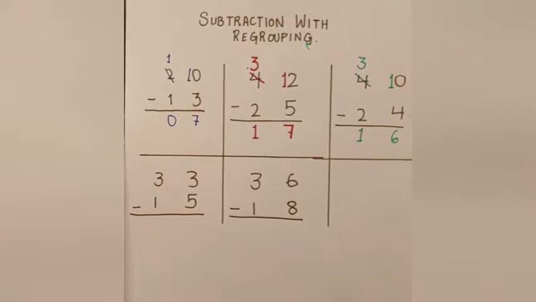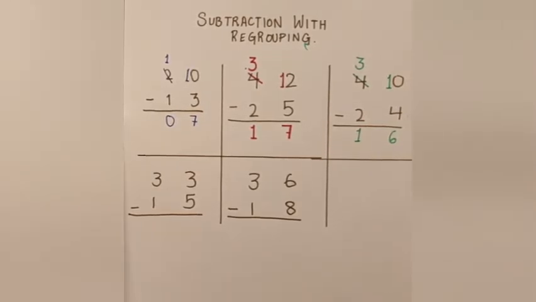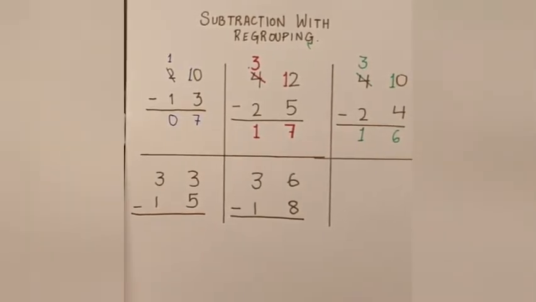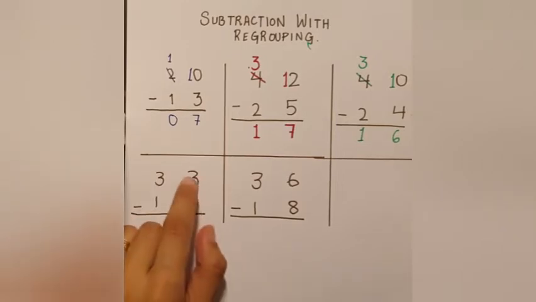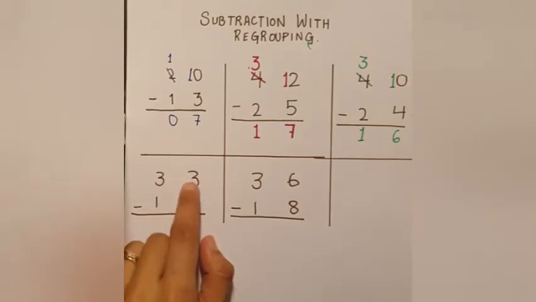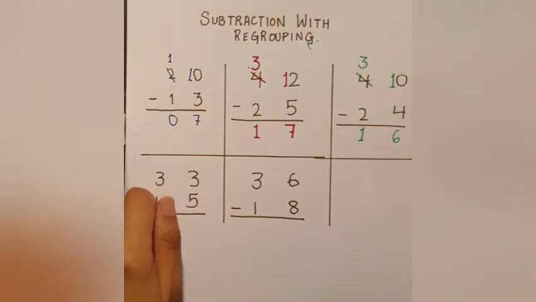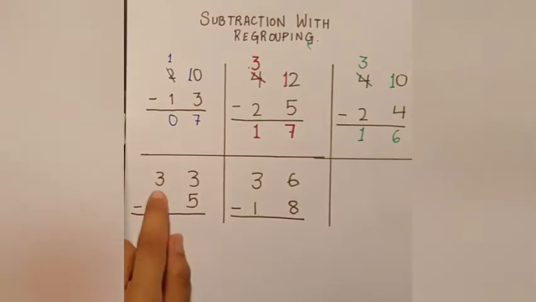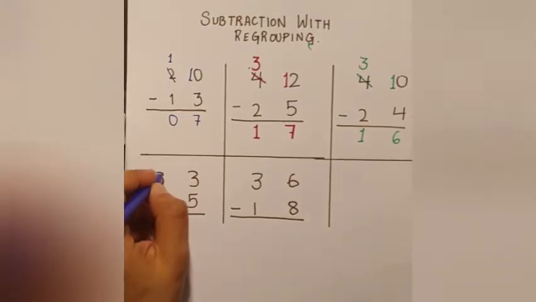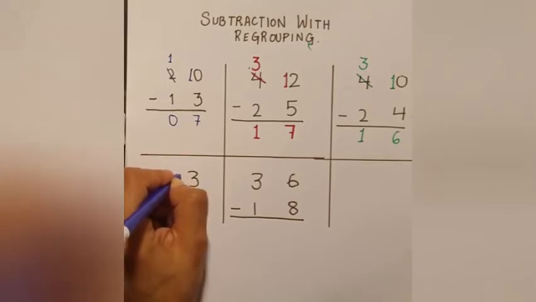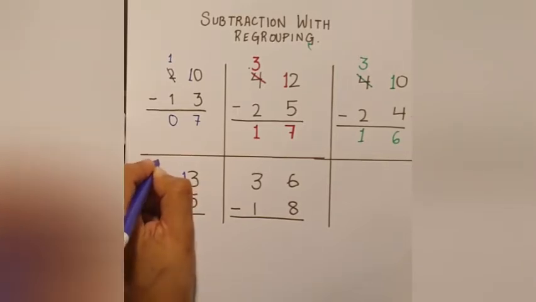Okay, now next question. 33 minus 15. Okay, again, 3 minus 5. 3 is smaller. I can't do it. I need to go to the neighbor and knock on the neighbor. Yes, what do you need? Please, I need 1 10. The 3 will say, sure, I will give you 1 10. And I will become 2.